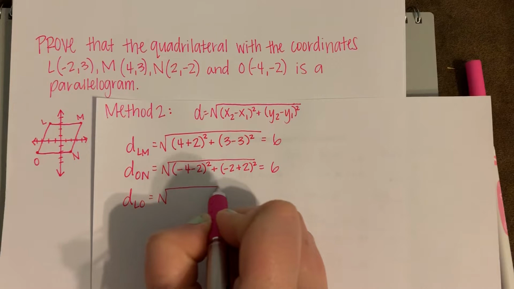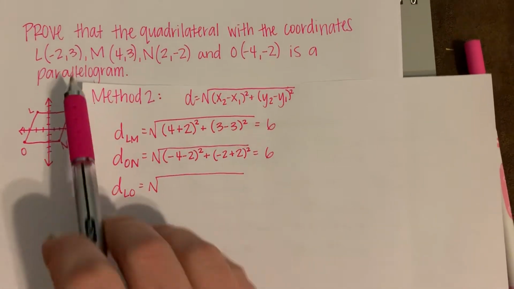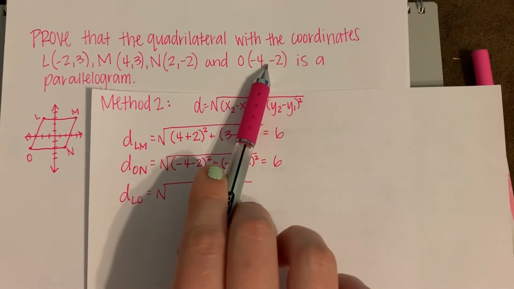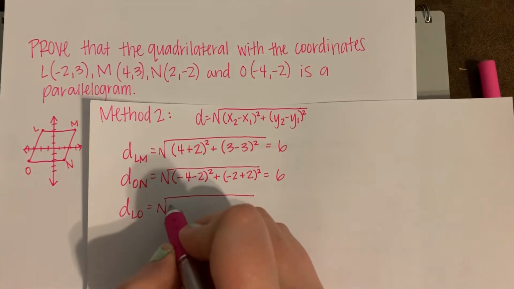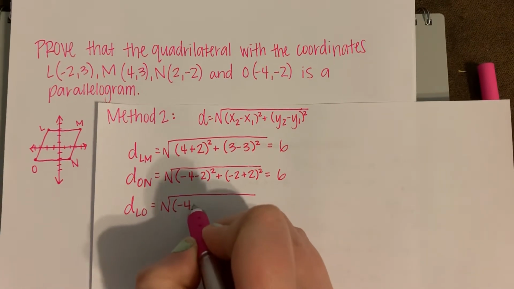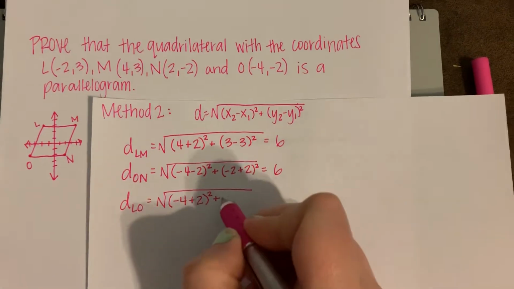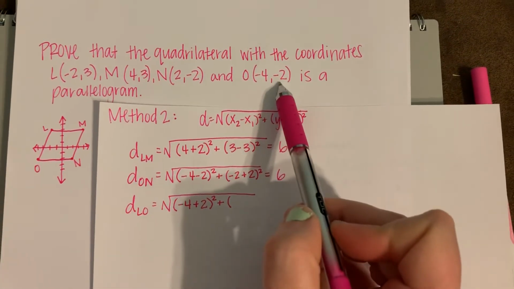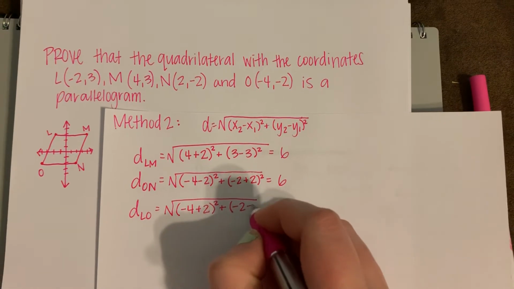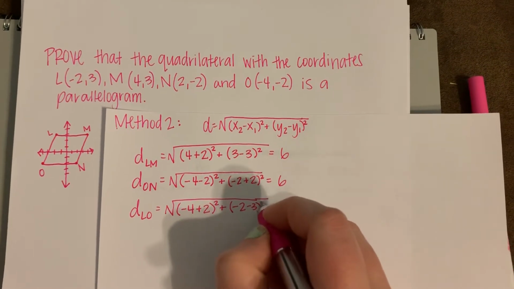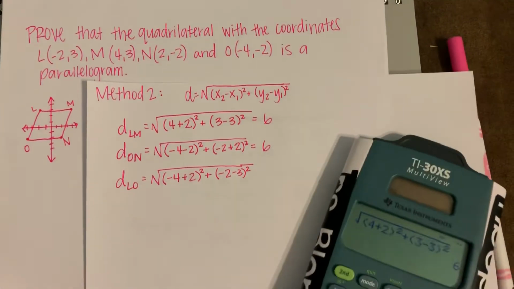Obviously, this is way more involved than the first method. Okay, so L and O. x2 minus x1 would be negative 4 minus a negative 2 squared, plus y2 minus y1, negative 2 minus 3 squared. Okay, put it in the calculator.